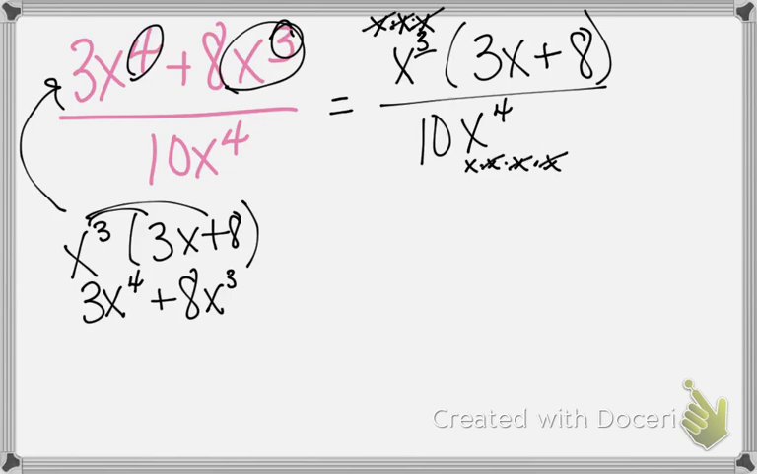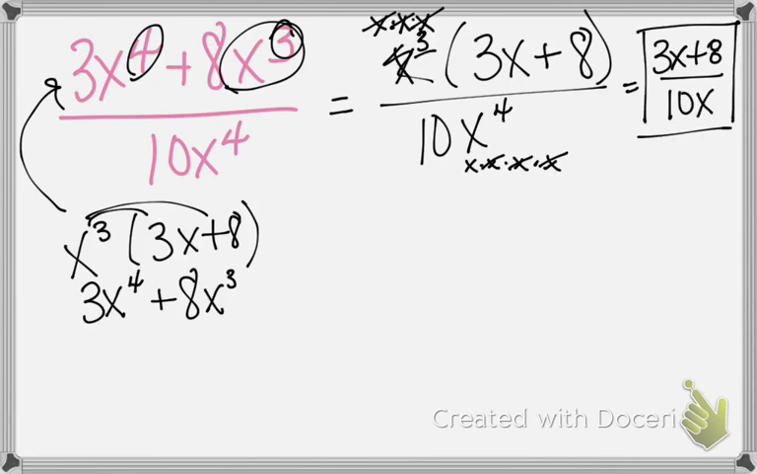All right, I'm left with none of the x's in the numerator, so I have 3x plus 8, all of that over 10, which didn't change, and I only have 1x left. And so this is my final answer.